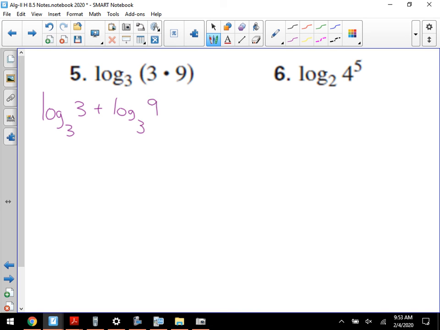You can split a 9 into 3. Yeah, exactly. That's what I was just getting at. Because what is log base 3 of 3? 1. Okay? What's log base 3 of 9? 2. Remember, 9 can be rewritten in base 3 as 3 squared.